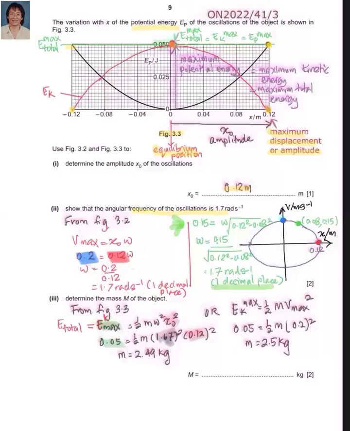Then in part 3, we have to determine the mass of the object. From figure 3.3, we find that the total maximum energy equals the maximum kinetic energy, which also equals the maximum potential energy. The formula for maximum kinetic energy is half m omega squared x0 squared. This will give you 2.49 kilogram. Or you can use this equation directly to get the answer, which is 2.5 kilogram.